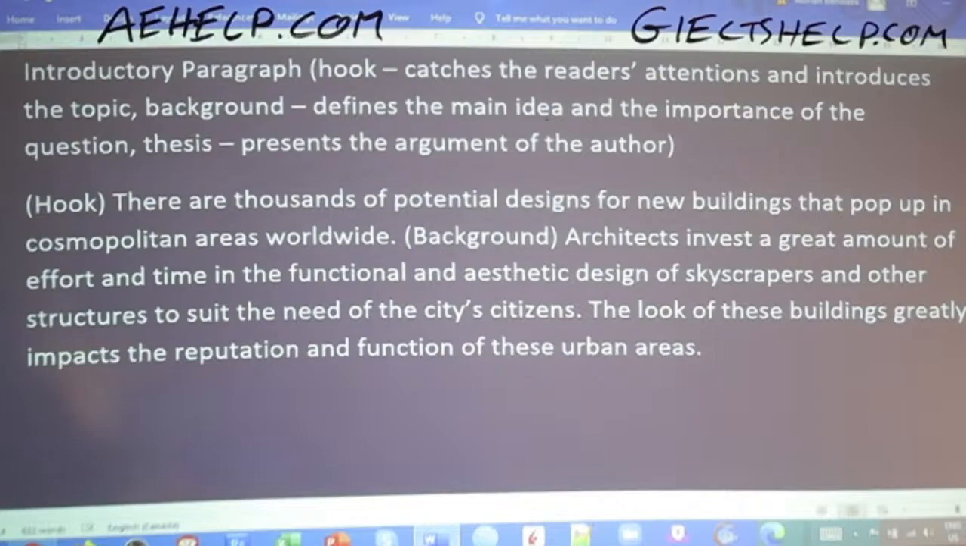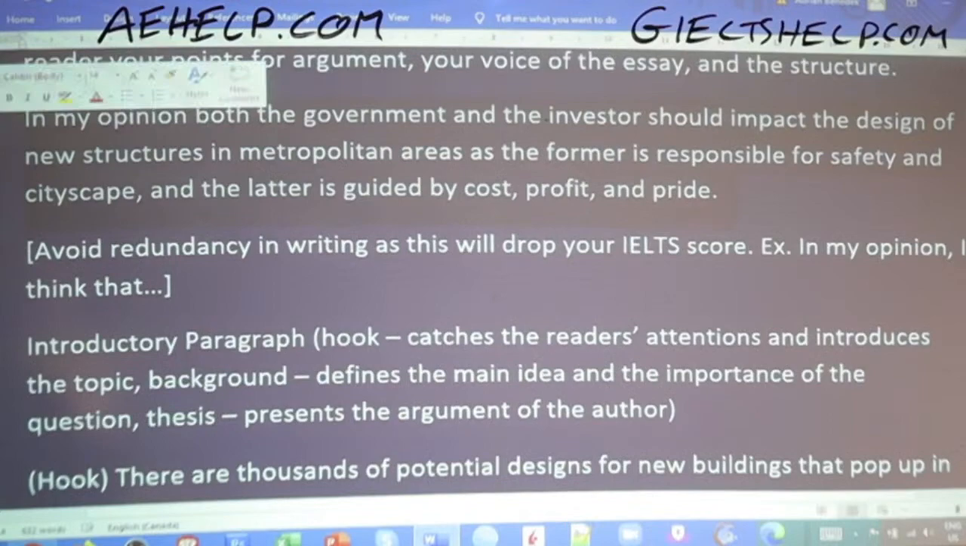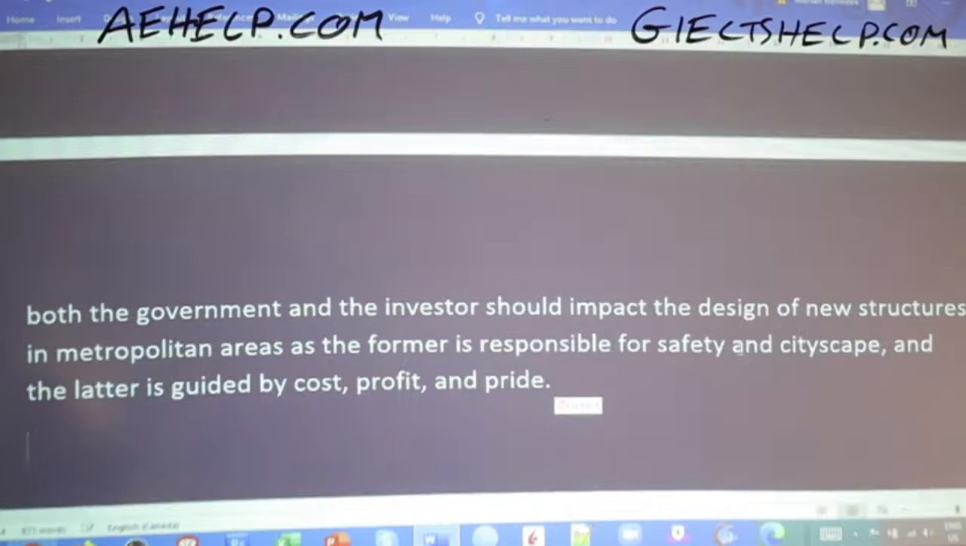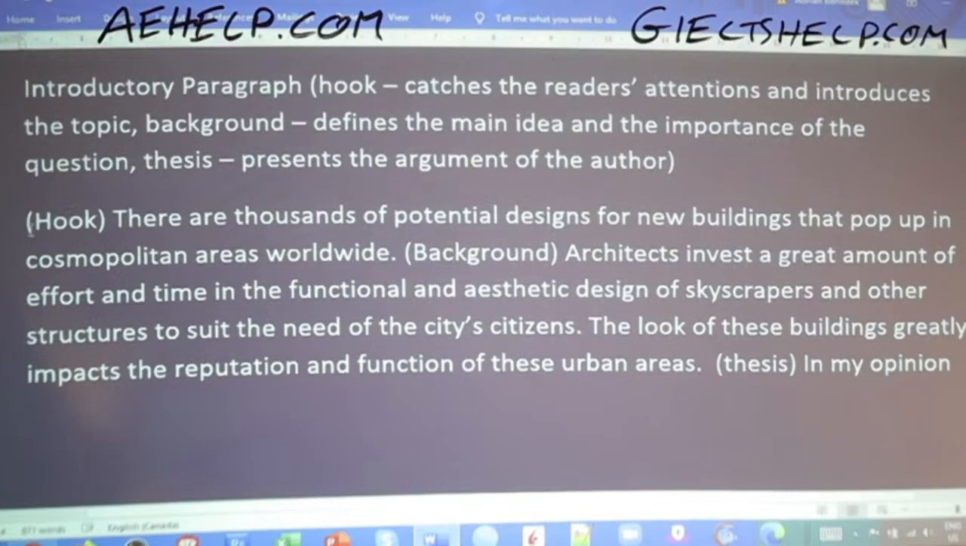And now I'm just simply going to take my thesis and plop it in at the end. Okay, so for ease of sake here, control copy that. And then thesis, in the actual IELTS exam, you can just cut and paste. And there's my introductory paragraph at a band 9 level. Okay, so it really is just a recipe.